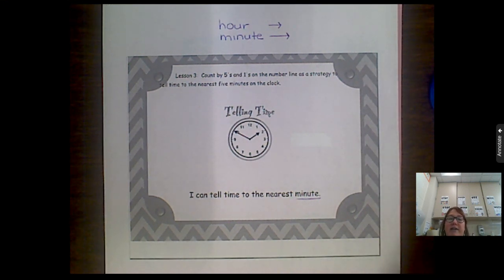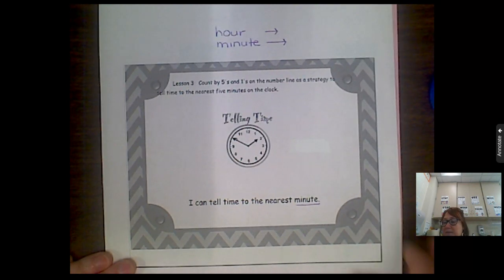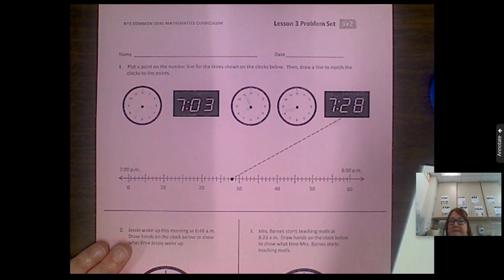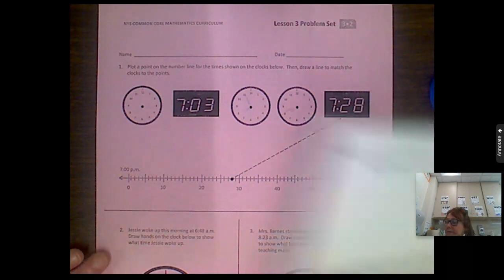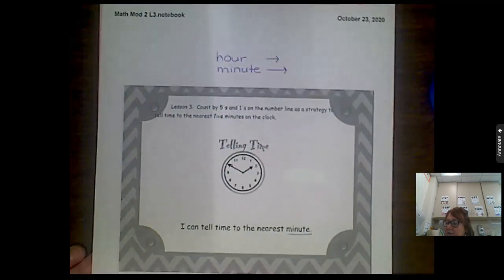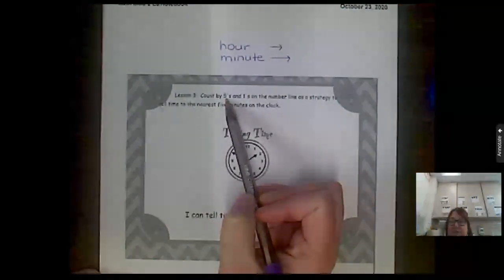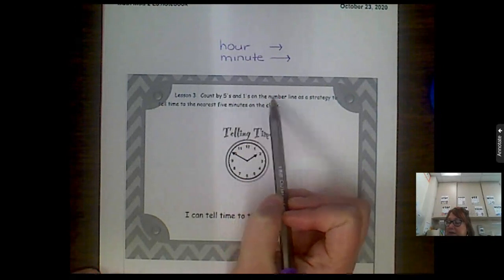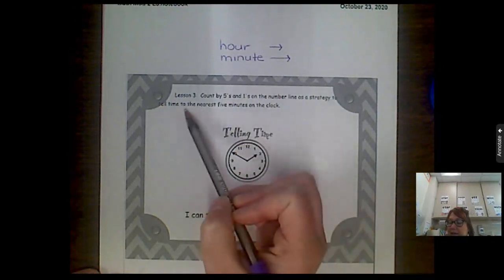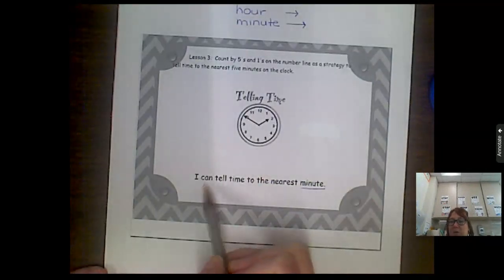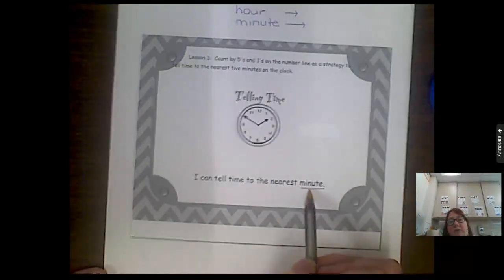Today we are getting ready to start math lesson 3 in our second module of math this year. The pink problem set that you should have in front of you should look like this. Lesson 3 problem set. For our lesson today, if we look at our lesson objective, we're going to continue to count by fives and ones on a number line as a strategy to tell time to the nearest 5 minutes on the clock. And also, if we look down here, we can tell time to the nearest minute. So that's what we're adding in today.